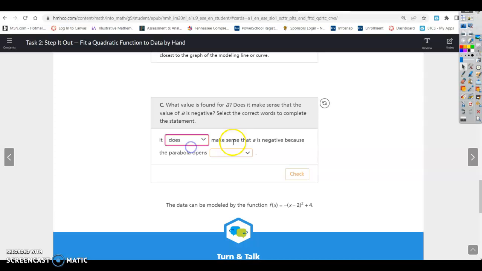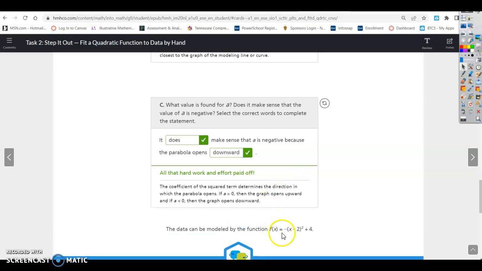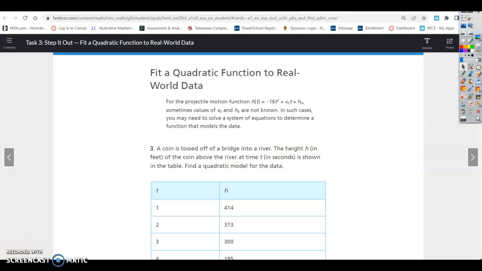It does make sense that a is negative because the parabola opens downward, okay? So when it has a negative, we know that the parabola is upside down. So the data can be modeled by the function f of x equals negative 1 times (x minus 2) squared plus 4. So that's how you would write an equation given a graph. All right, that's all for task 2. If you have any questions, let me know.